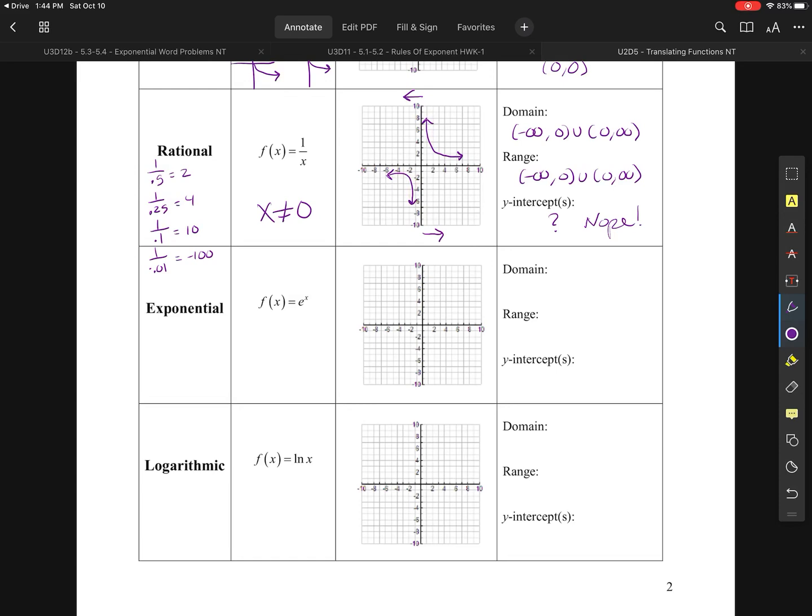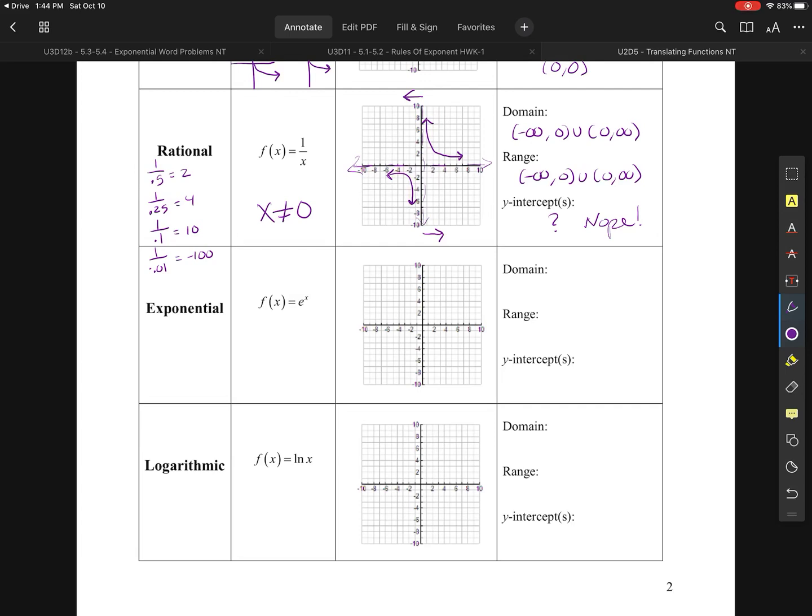Obviously, your domain and range is going to change depending on what's up with the equation, but that's in general what we're going to have. Why does it look like this? Well, technically, we have an asymptote on the y-axis, and we have an asymptote on the x-axis.